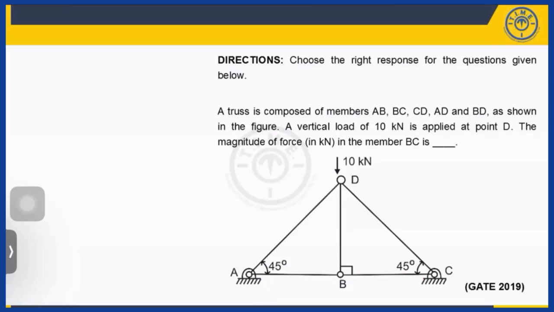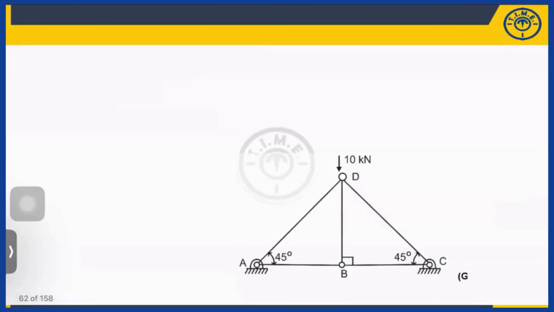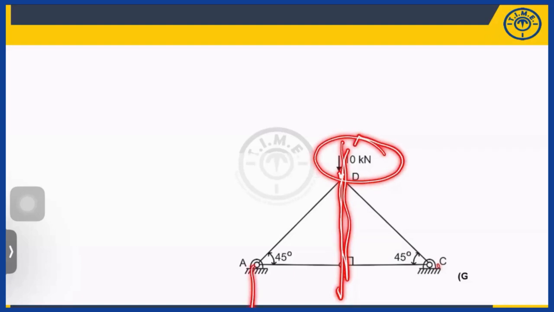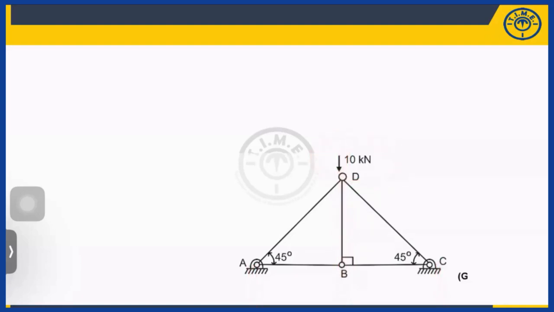You got the answer? This is very simple, no? You only have to calculate the reaction. If you use your common sense also, you can easily identify. The load is acting at the center point. If this 10 kilonewton load is acting, what is the reaction at A and C?